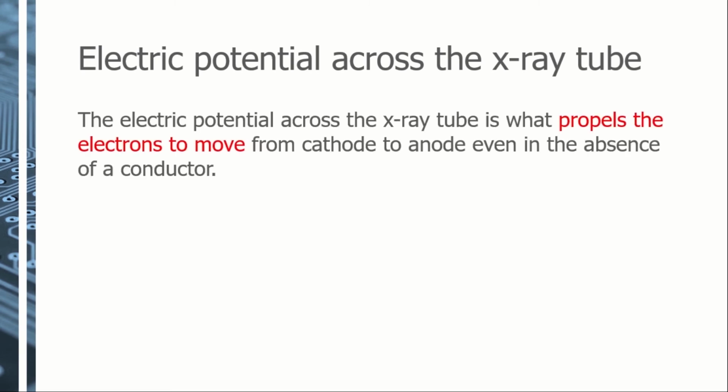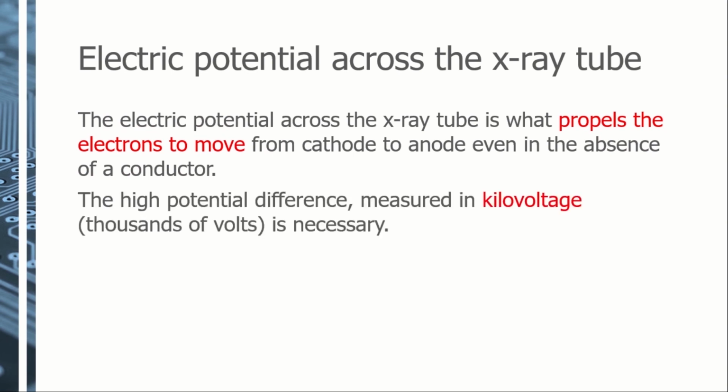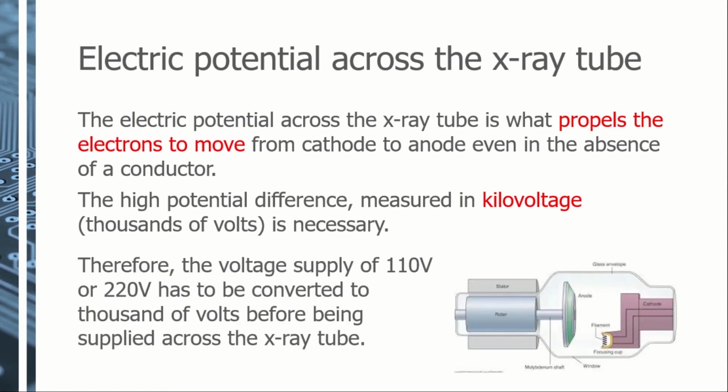The electric potential across the X-ray tube is what propels the electrons to move from cathode to anode even in the absence of a conductor. High potential difference in kilovoltage, or thousands of volts, is necessary. Therefore, the voltage supply of 110 to 220 volts by the electric company must be converted first to thousands of volts before being supplied to the X-ray tube.